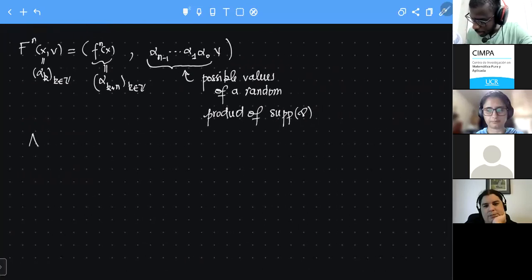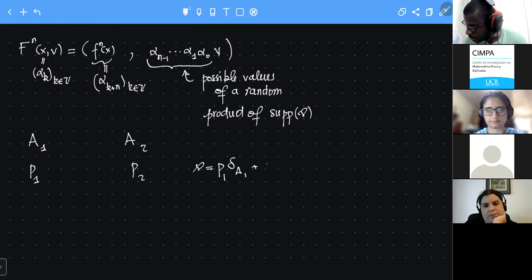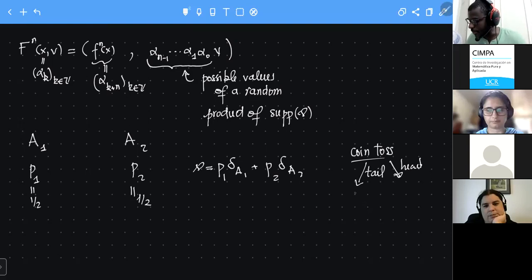You assume that you have two matrices, A1 and A2, let's say in GL(d, R). You put two numbers here, P1 and P2. For us, P1 is the probability of choosing A1 and P2 is the probability of choosing A2. So the measure that I'm associating here is given by P1 delta A1 plus P2 delta A2. For instance, if P1 is equal to 1/2 and P2 is equal to 1/2, what is going on here is just like a coin toss situation. There are two outcomes, either you have a tail or you have a head. Let's say if it is tail, you choose A1. If it's head, you choose A2.